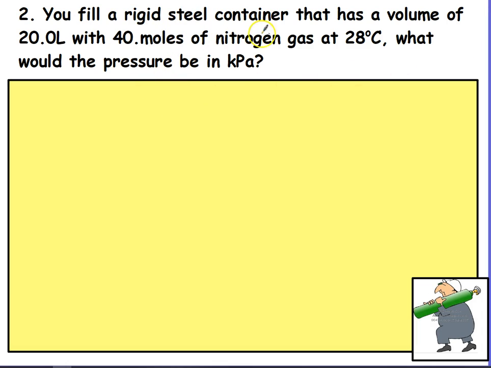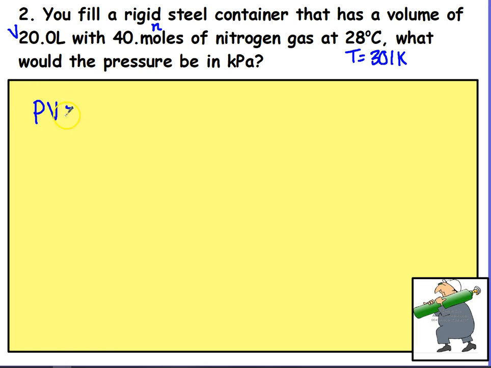So here I have a rigid steel container that has a volume of 20 liters, with 40 moles, so this time they give me moles, of nitrogen gas at 28 degrees Celsius. So there's my temperature. Let's add 273, 301 Kelvin. What is the pressure? What would the pressure be in kPa?